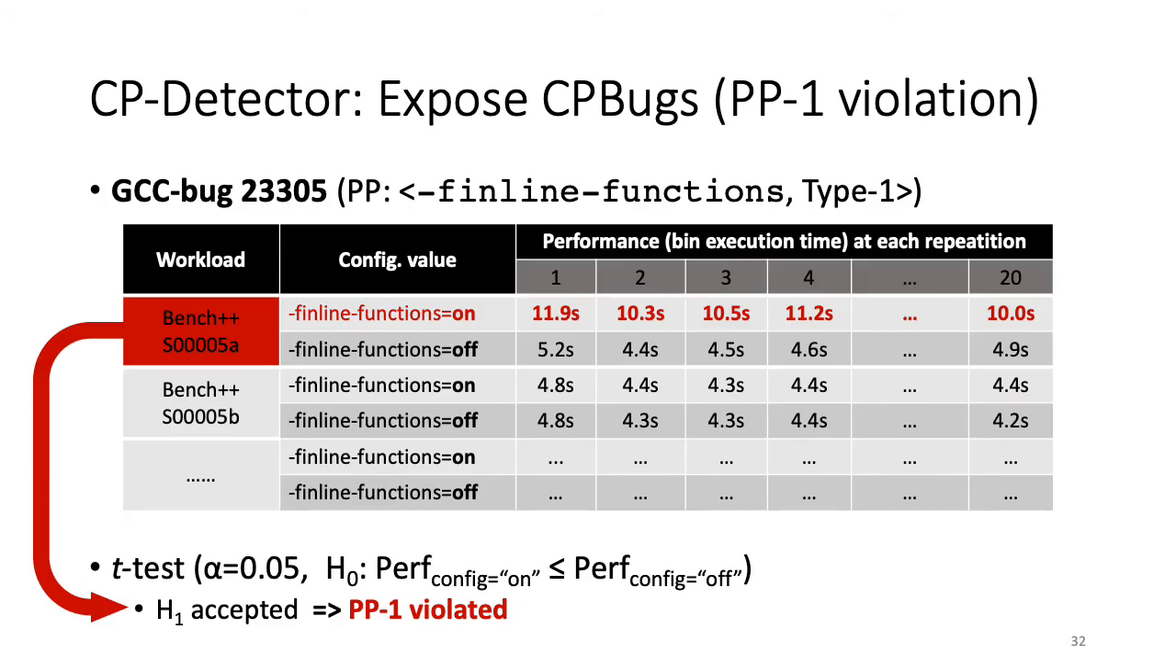We use a concrete example to show how a CP bug is exposed. In GCC, running the workload on the left of the table and turning on this optimization option makes the program being compiled execute slower. We repeatedly execute each test 20 times to get a stable result. The result violated the performance property of this option, so a CP bug is reported.